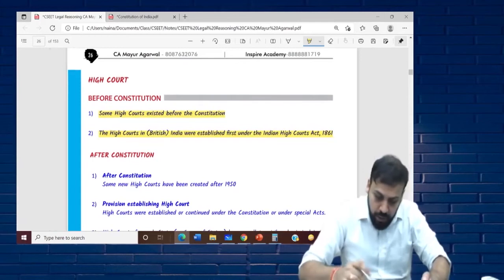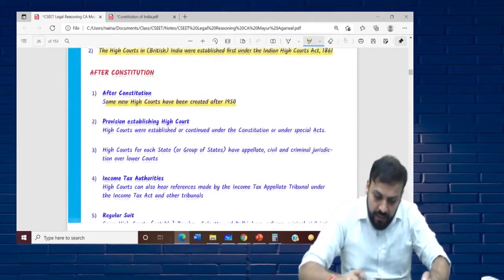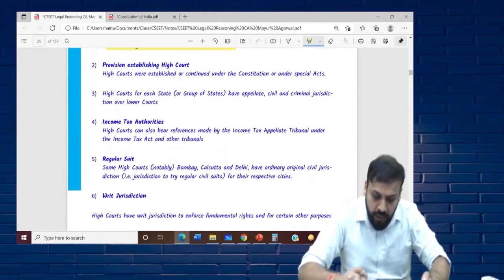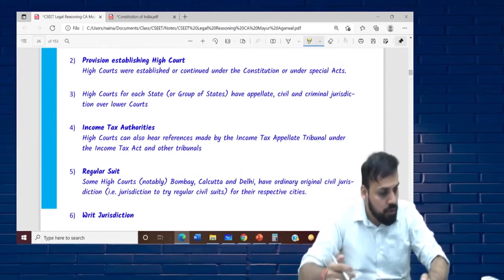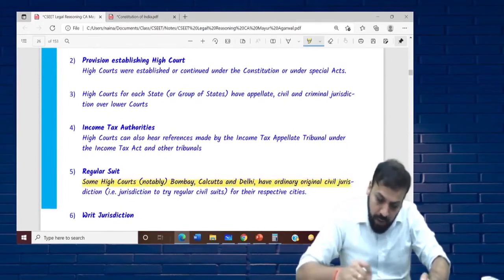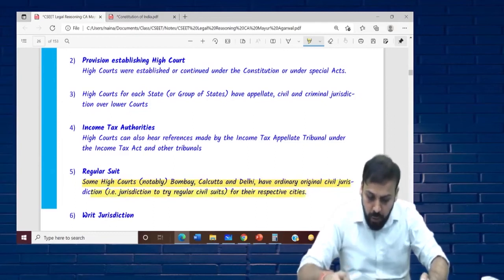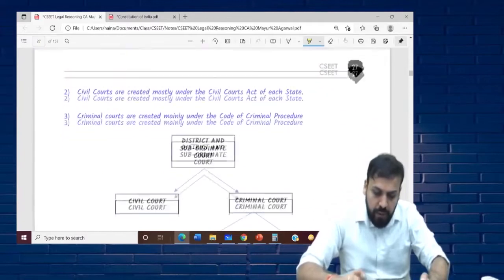But after the Constitution also some new high courts have been created, and there are such high courts which see all the matters, income tax matters, which regular courts see. Some high courts like Bombay, Calcutta, Delhi have civil matters, looking after civil trials also, and they also pass orders.